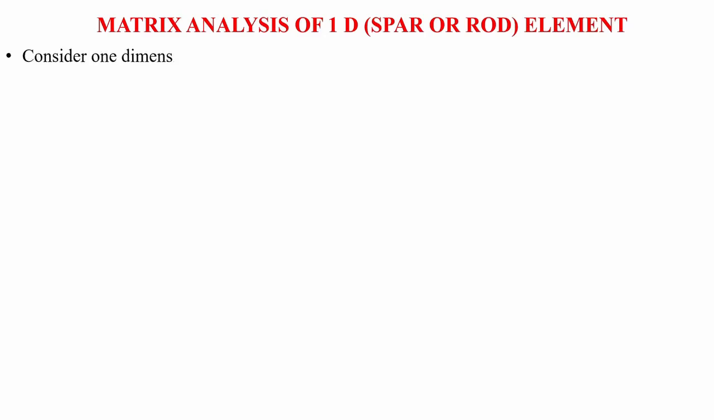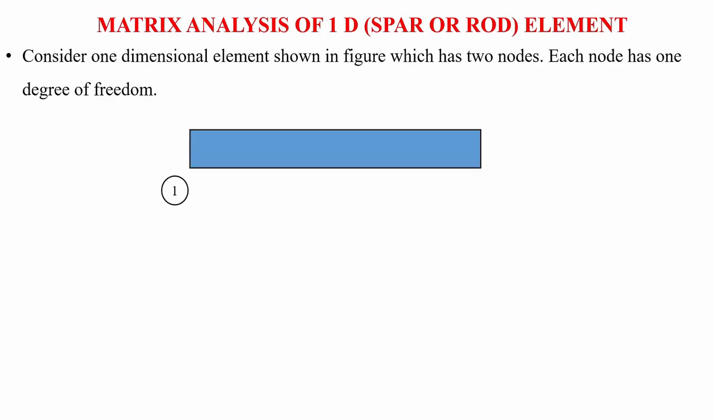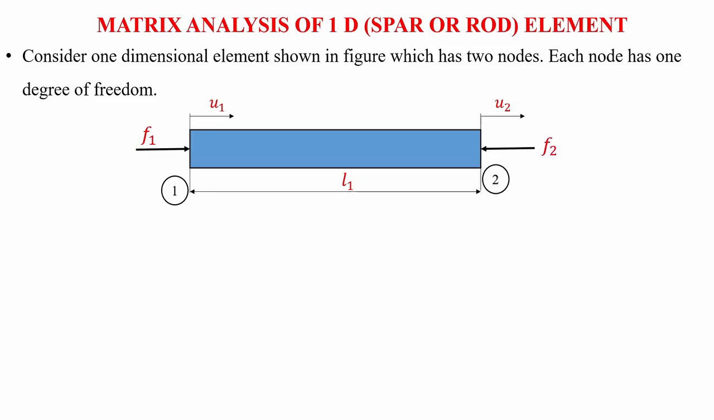So let us consider one-dimensional element shown in figure, which has two nodes as shown in figure. So this is node number 1, node number 2, and each node has 1 degree of freedom. Let us take L1 as the length of the element. U1 is the displacement at node 1. U2 is the displacement at node 2. F1 is the force acting at node 1. F2 is the force acting at node 2.